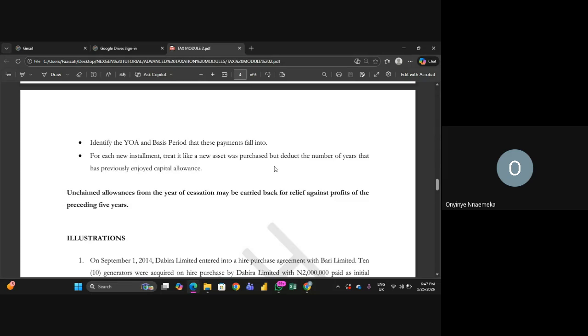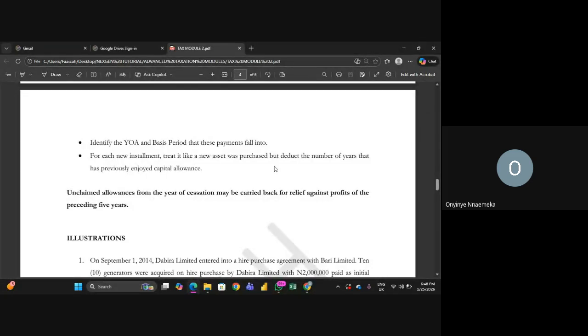For each new installment, treat it like a new asset was purchased, but deduct the number of years that has previously enjoyed capital allowance. All right, so here we are saying that for each new installment in a particular year of assessment, we are going to be treating them together. It's not that we treat each installment separately, we treat each year of assessment. Now, if we don't do a calculation on this, you might not understand. I hope this class will not be few when we do the calculation, because I will not go back.